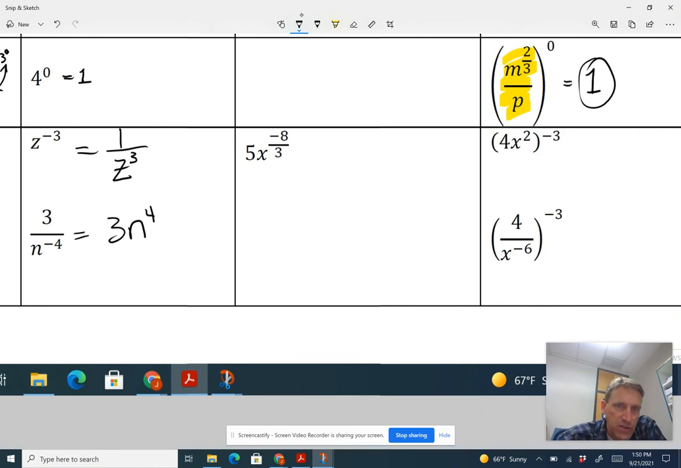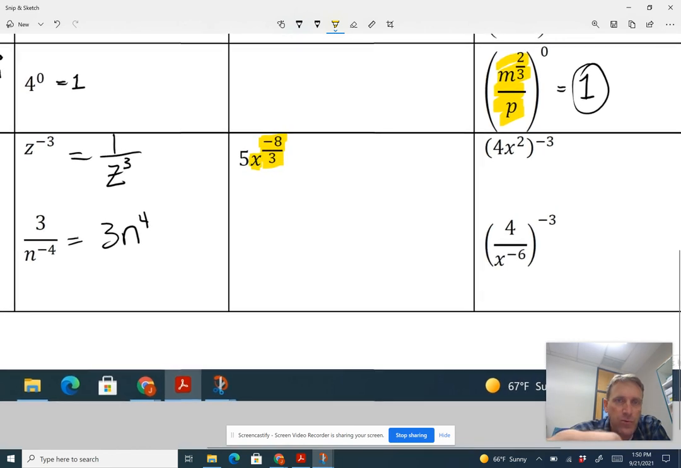5x to the minus 8/3 power. It's important to realize that this exponent, negative 8/3, applies only to the x. It does not apply to the 5. For it to apply to the 5, you would have to have it in parentheses like that. But since we don't have that, what we get as a result when we're simplifying this is 5 stays on the top, and then we get x to the 8/3 power. It becomes positive down in the denominator.